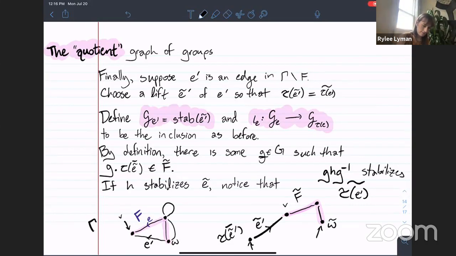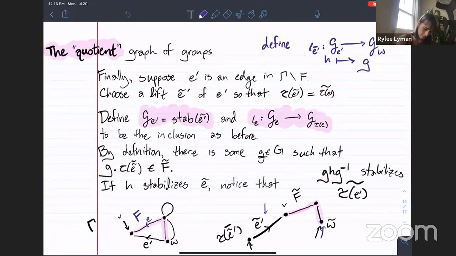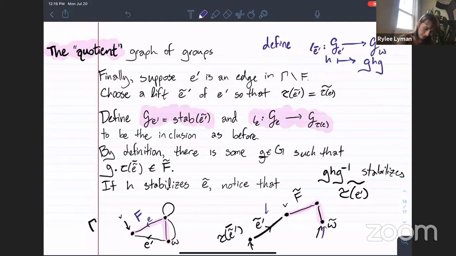So I'm going to define iota of E prime bar from G E prime to G W to be: H maps to, so H, remember, is something that stabilizes this edge right here. And I need something that stabilizes this vertex. And we just worked through the argument for why G H G inverse, so conjugating H by G, will stabilize the correct vertex. Great. So I have all of my graphs, all of my groups, all of the homomorphisms that I want. We did all of the things. That's great.